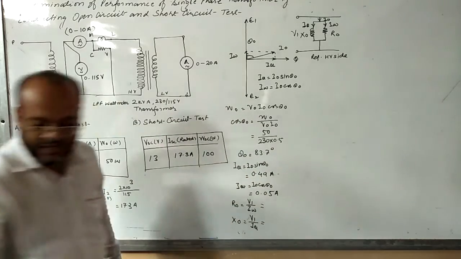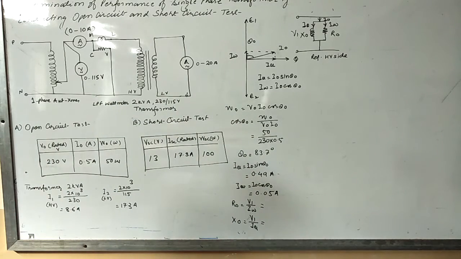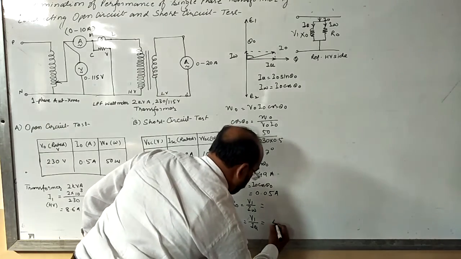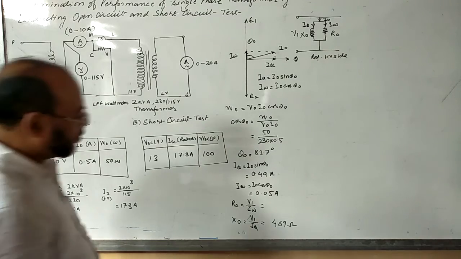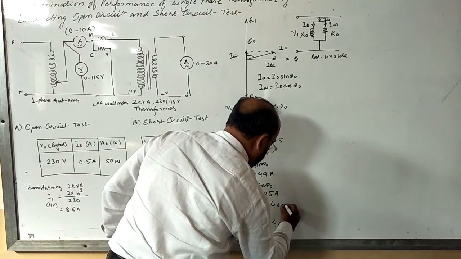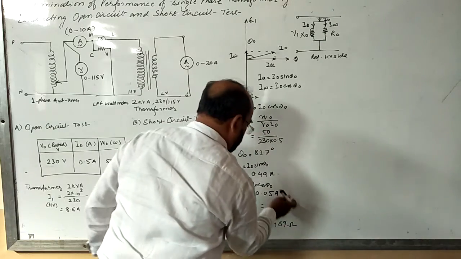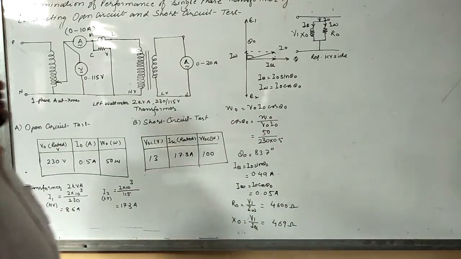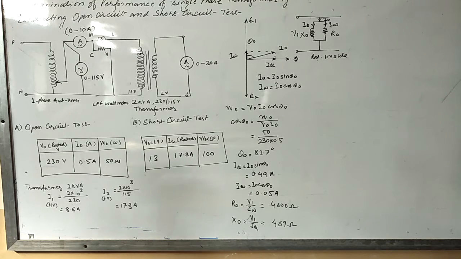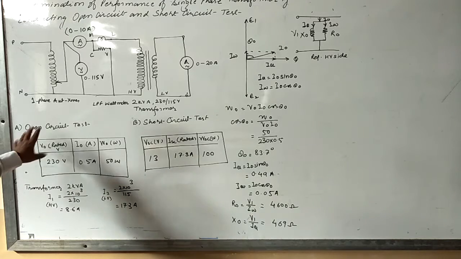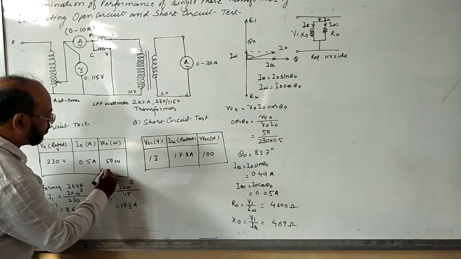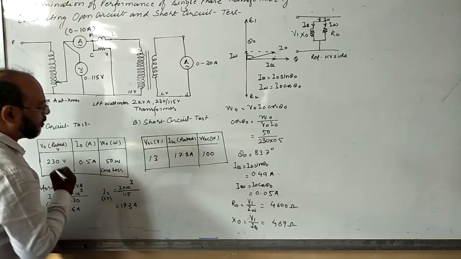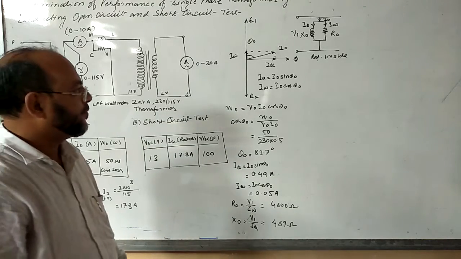So these values are 469 ohms for the reactance, and the resistance is equal to 4600. This is the exciting component of the equivalent circuit, found from the open circuit test. The open circuit test gives the core loss, and we can say these are the constant losses.